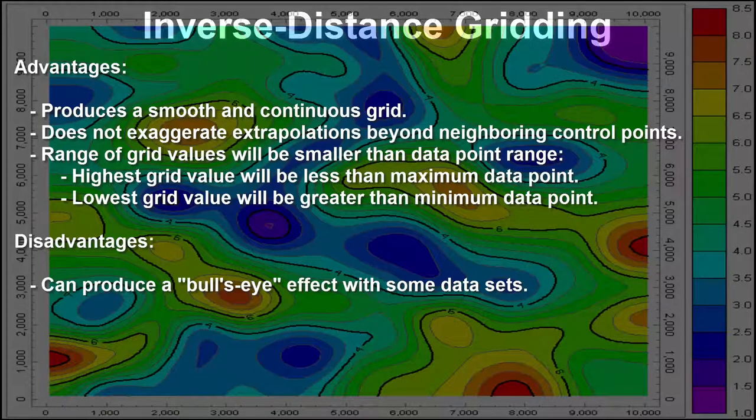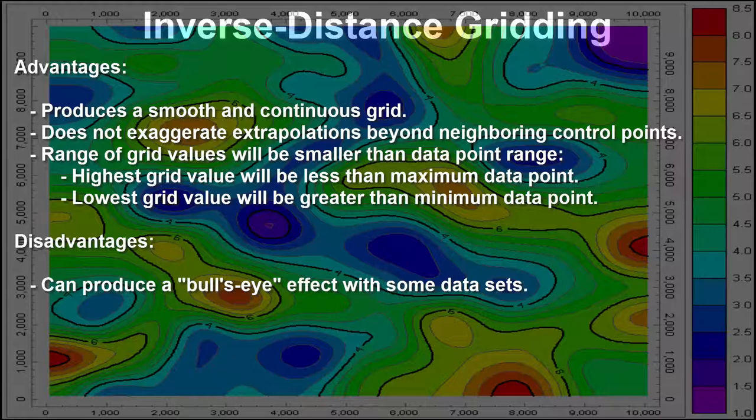It does not exaggerate extrapolations beyond neighboring control points. The range of grid values will be smaller than the data point range, meaning that the highest grid value will be less than the maximum data point, and the lowest grid value will be greater than the minimum data point.